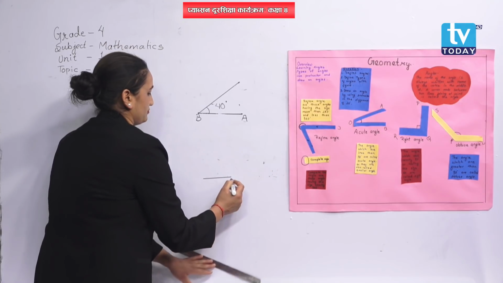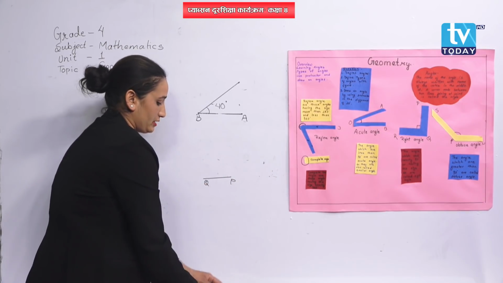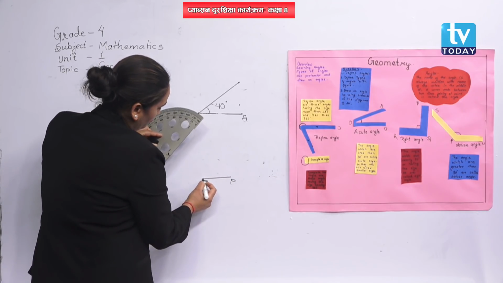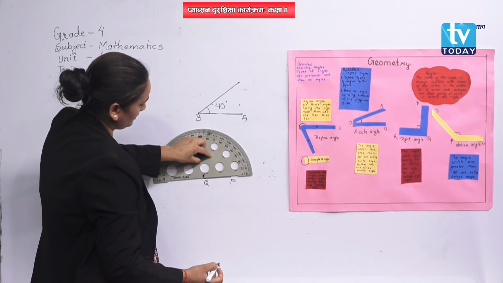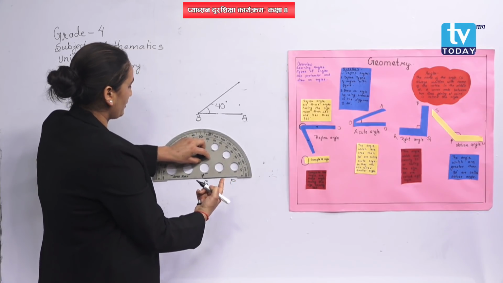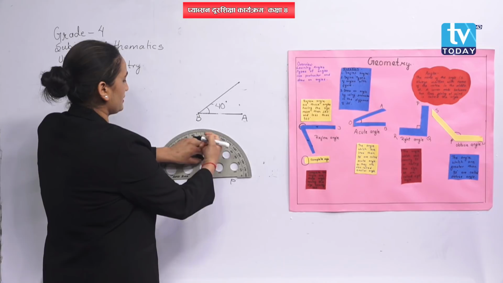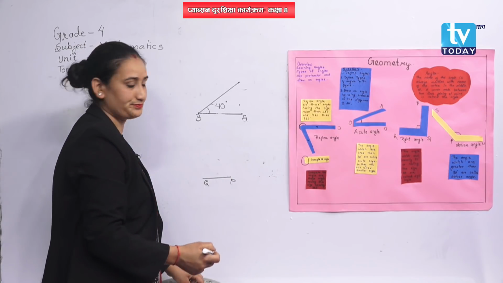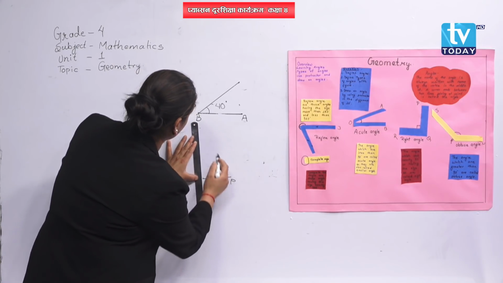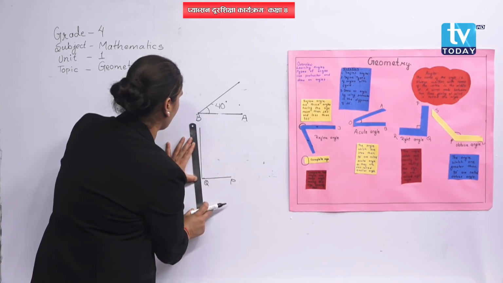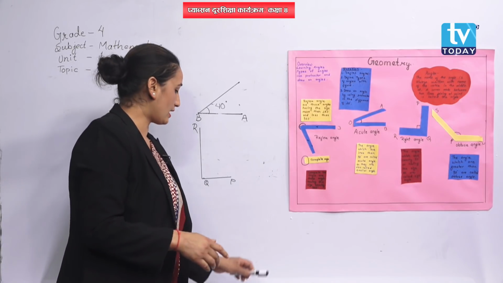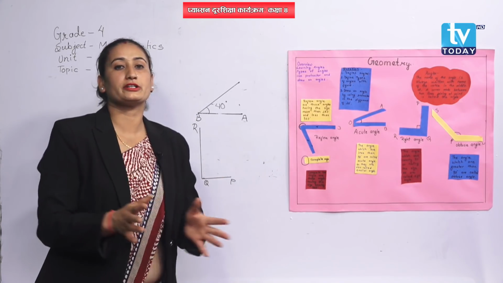Draw the line PQ and again put the same thing over here at point Q. Put the middle point of the arrow like this and count it. Where is the 90 degrees? Please write here 90 degrees. Okay, 10, 20, 30, 40, 50, 60, 70, 80, 90. So I have to draw this point. Like this way we are learning the angles.